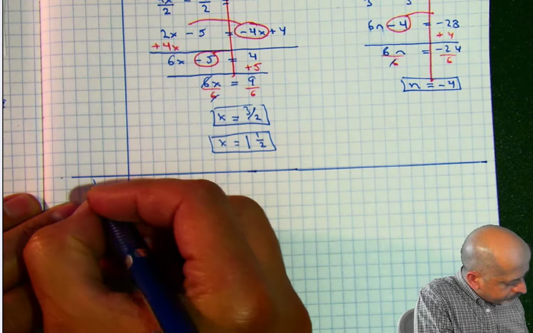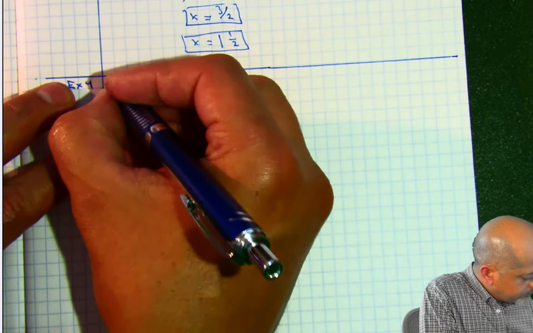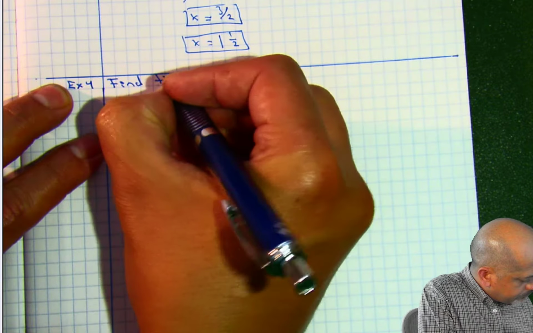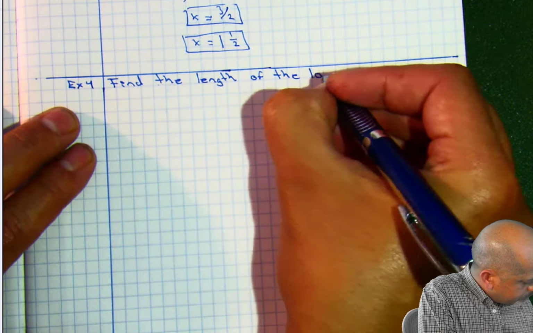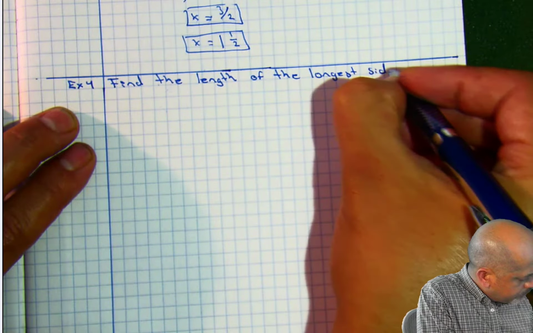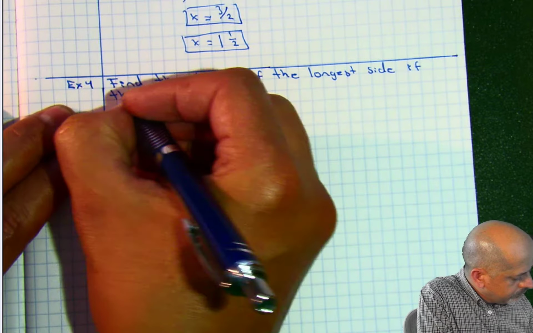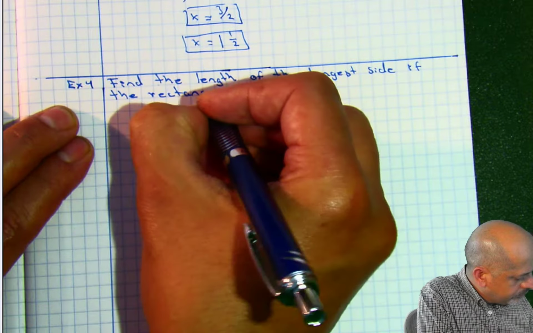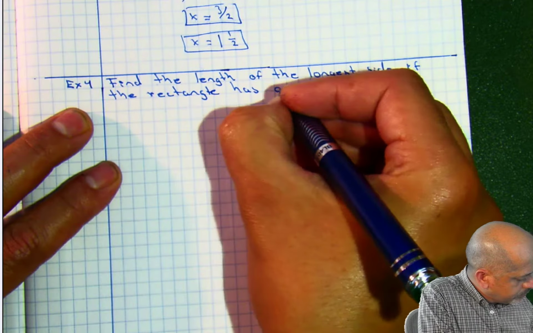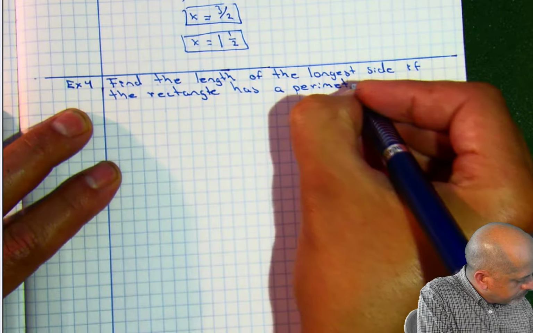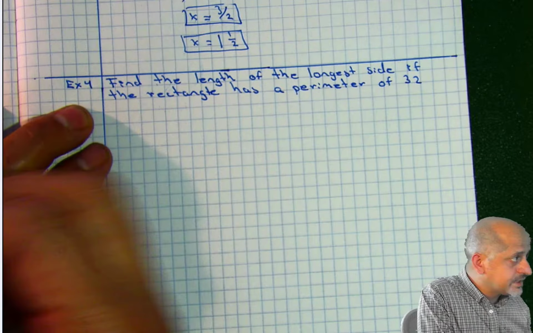Example number 4. Find the length of the longest side if the rectangle has a perimeter of 32 and the length of its sides is as follows.